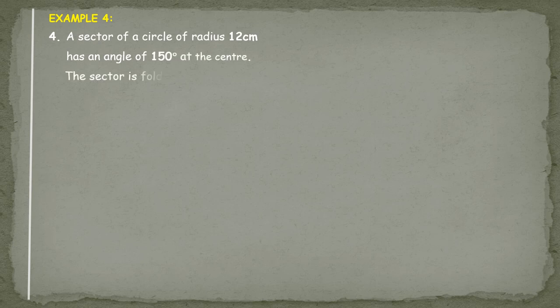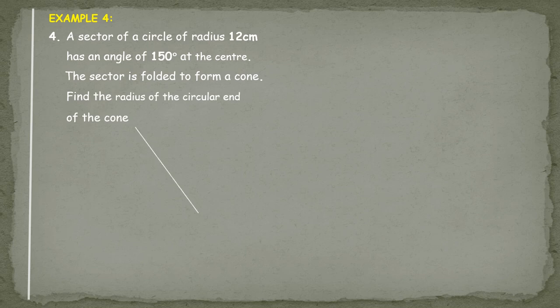Example 4. A sector of a circle of radius 12 centimeters has an angle of 150 degrees at the center. The sector is folded to form a cone. Find the radius of the circular end of the cone. So we can sketch and summarize the information that has been given to us. A sector. Now this is our sector. The angle at the center is 150, the radius is 12.